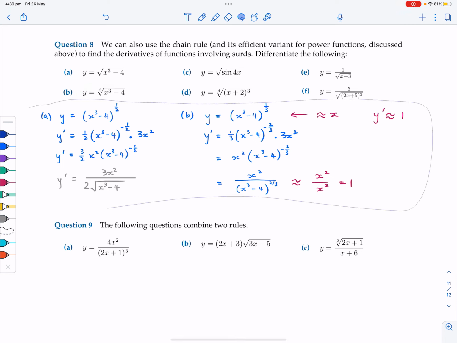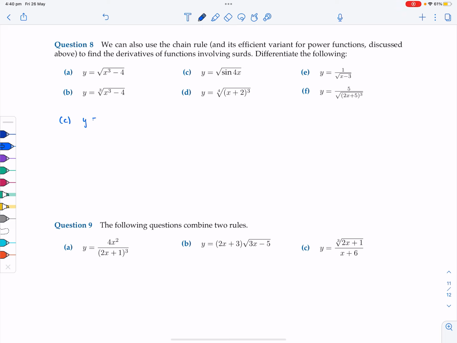Okay, so let's clear that. Okay, C. y equals sine 4x to the power of a half. And y dash is half sine 4x to the power of negative a half times whatever the derivative of sine 4x is, which is 4 cos 4x. Why 4 cos 4x? Remember way back here somewhere? There's a pattern there. You need to get used to that.